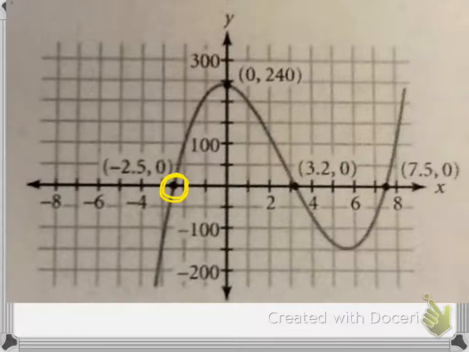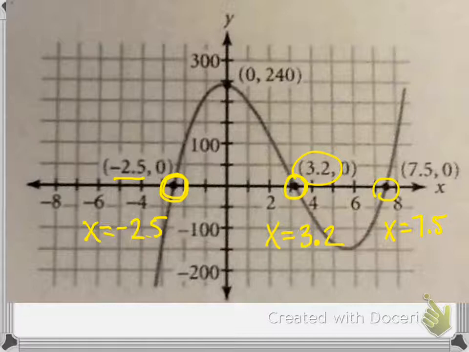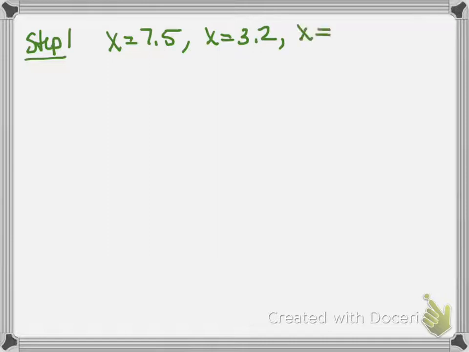So here's one x-intercept at negative 2.5. So there's one, x equals negative 2.5. Here's another, x equals 3.2. And the third, x equals 7.5. So those are our 3 x-intercepts. That's step 1, easy enough. So I'm just going to put step 1: x equals, I don't even remember them, 7.5, x equals 3.2, and x equals negative 2.5.